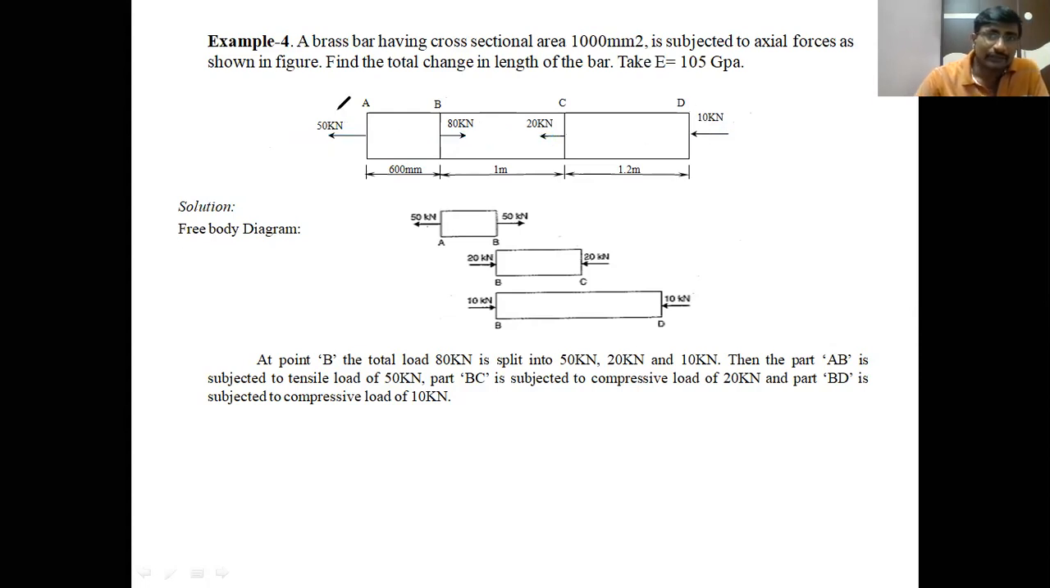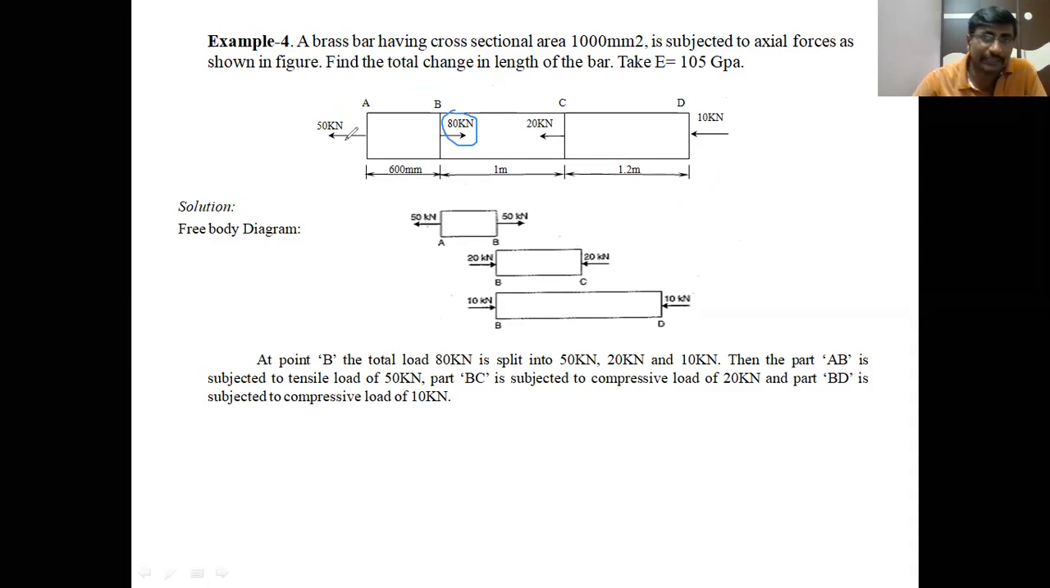First of all, we have to check whether this problem is under equilibrium or not. How to check? The total force acting on the member in the left hand direction must be equal to the total force acting on the member in the right hand direction. What are the forces acting in the right hand direction? Only one, that is the 80 kilonewtons.